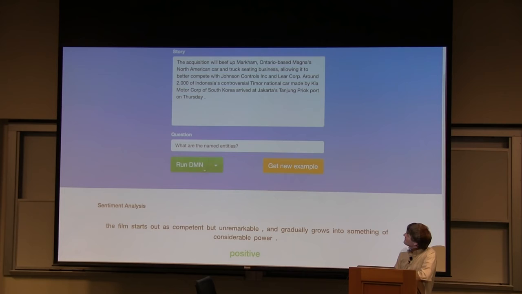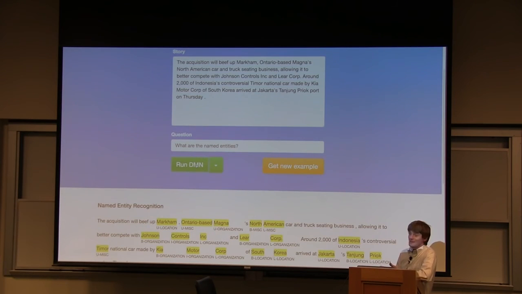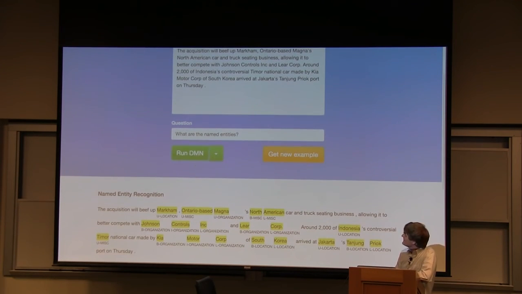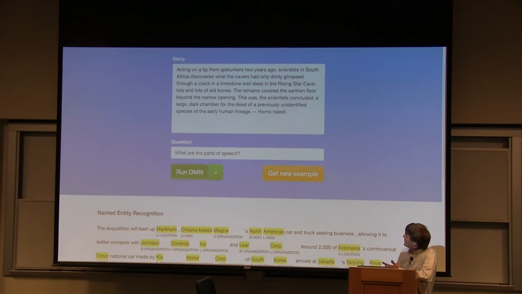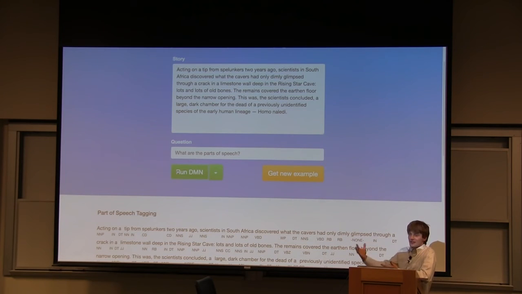And with the same kind of architecture, we're also able to ask what are the named entities. And here we see it basically will tell us what locations are, what are organizations, and also people. Then we can also ask it what are the part-of-speech tags, and it will basically give us an output at every word, finding all the different nouns and verbs and determiners and so on.